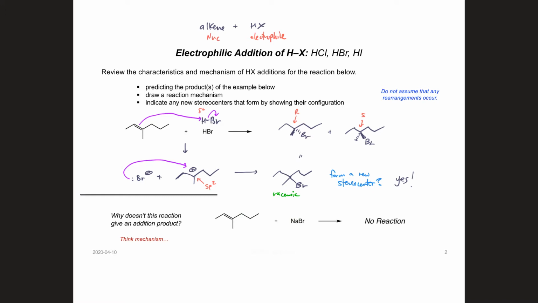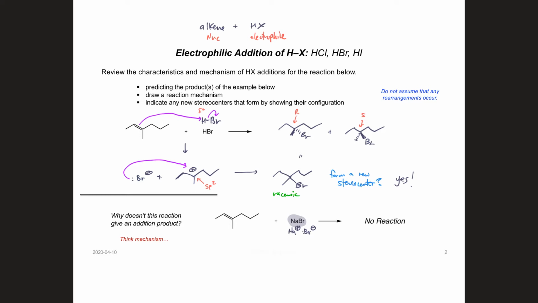I would like you to take that specific example and contrast that with the one from below. It looks like a very, very similar reaction, except in this scenario I have replaced the HBr with sodium bromide. So in this specific example, there is no reaction observed. That is, there's no addition process that's observed. And so I want you to think a little bit about why this doesn't give us an addition product. What is the difference between this example and the example at the top?